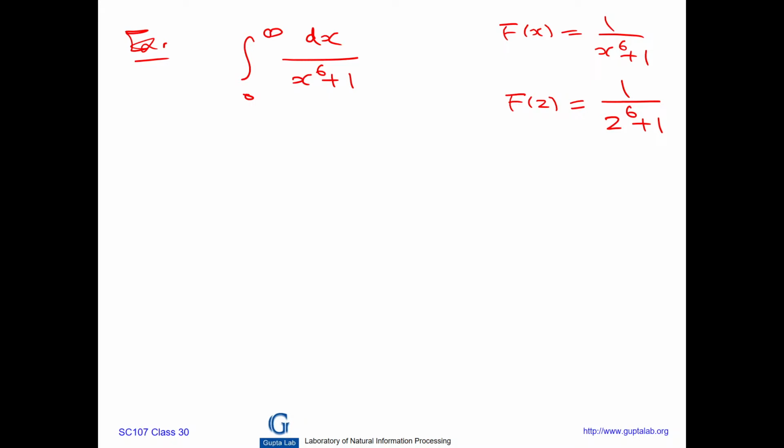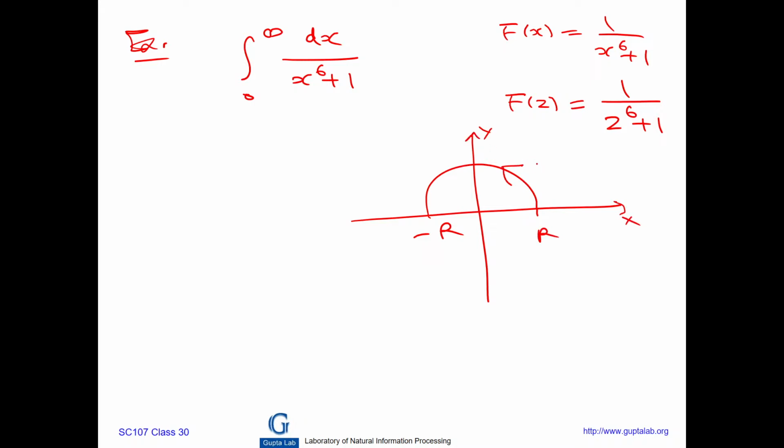Now I consider this arc here, from minus r to r on the x axis, with the y axis. Gamma is this half semicircle, and we are considering the integration along C of dz over z raised to power 6 plus 1. So this whole thing is C, right? From minus r to r and the whole gamma, that is nothing but C, right?